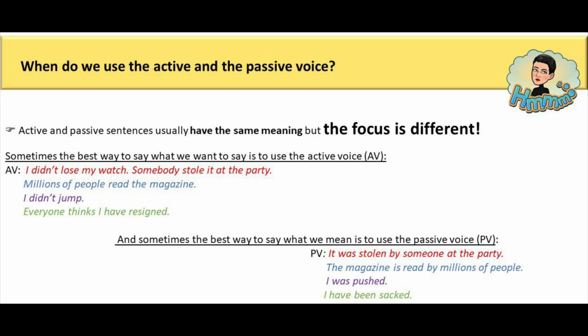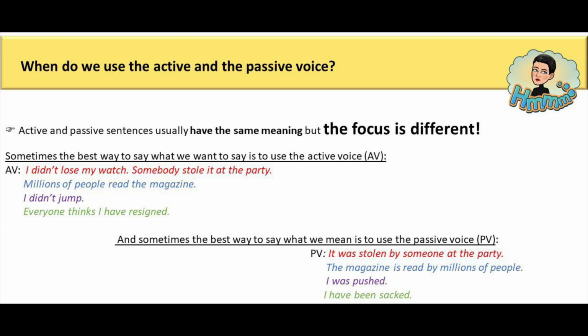Next one, I didn't jump. And again, it puts the emphasis on you as the subject, because the passive version of that would be I was pushed. But the focus in I didn't jump is on the subject I, and in I was pushed, it kind of says it wasn't my fault. It was someone else's fault because they did something to me.